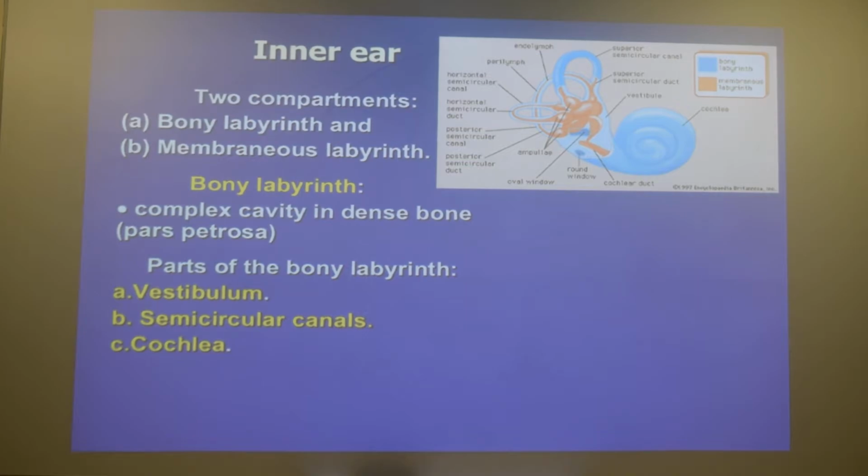So in the cochlea, you have a cochlear duct. Within the vestibule, the osseous vestibule, you have the two ducts which are called utricle and saccule. And then in the bony semicircular canals, you have membranous semicircular canals. Okay?